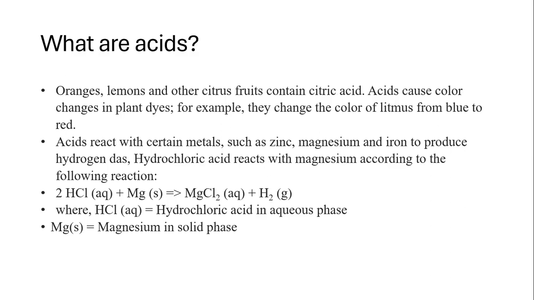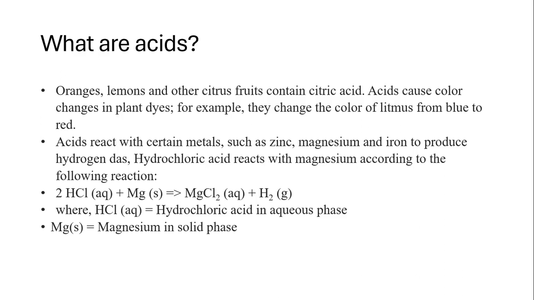What are acids? Oranges, lemons, and other citrus fruits contain citric acid. Acids cause color changes in plant dyes, for example. They change the color of litmus from blue to red. Acids react with certain metals such as zinc, magnesium, and iron to produce hydrogen. It should be hydrogen gas.